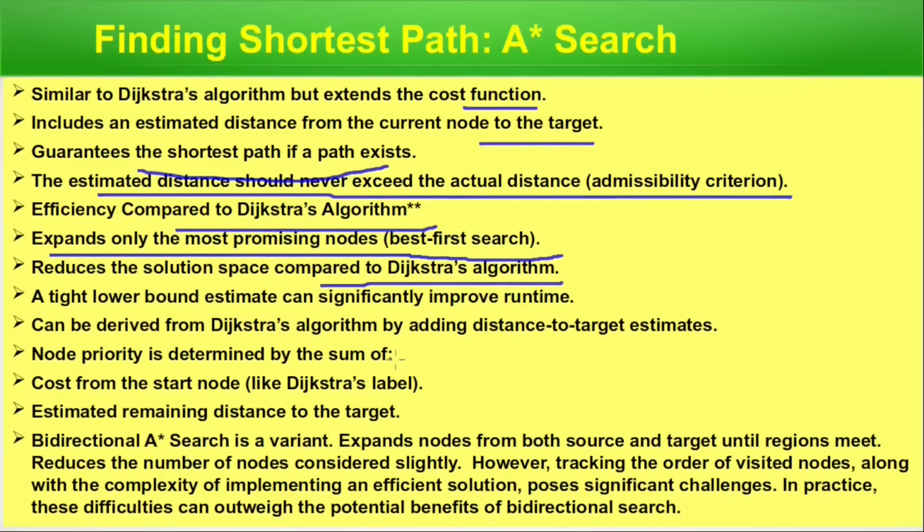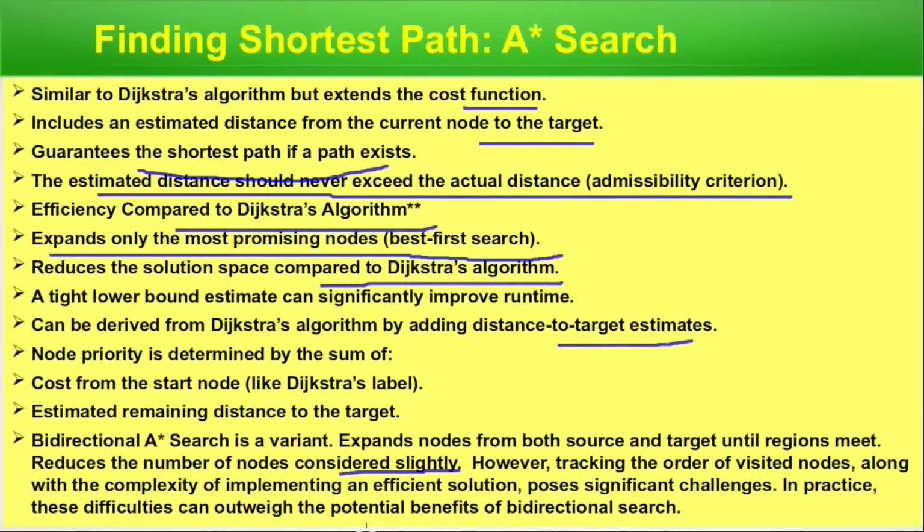It can be derived from Dijkstra's algorithm by adding a distance to target estimate, and node priority is determined by the sum of the cost from the start node, like Dijkstra's level, and the estimated remaining distance to the target. Bidirectional A-star search is a variant that expands nodes from both source and target until the regions meet. It reduces the number of nodes considered slightly. However, tracking the order of visited nodes along with the complexity of implementing an efficient solution poses significant challenges. In practice, these difficulties can outweigh the potential benefits of bidirectional search.